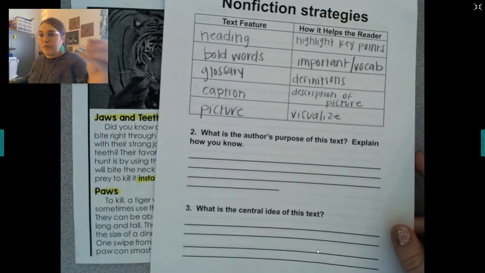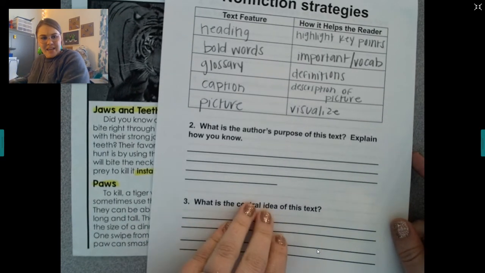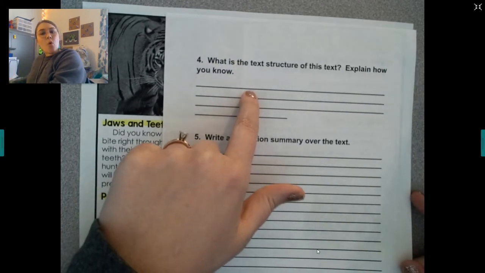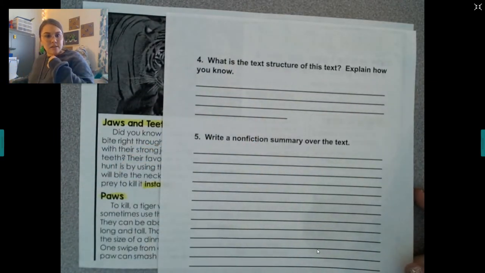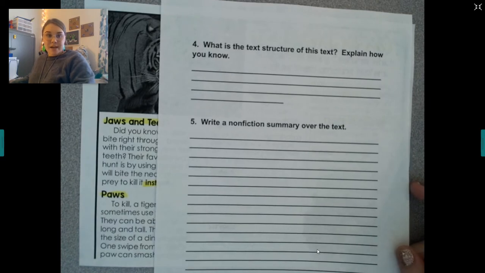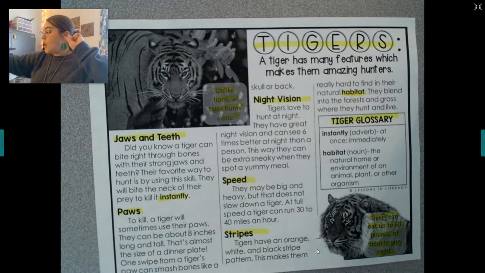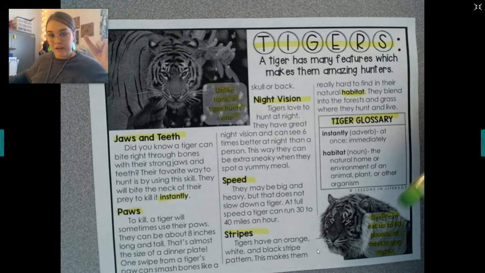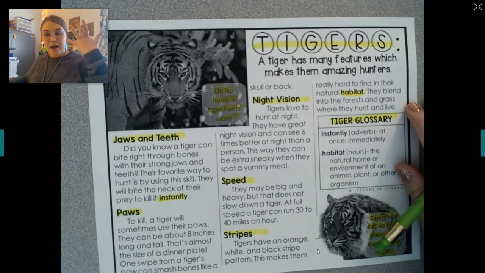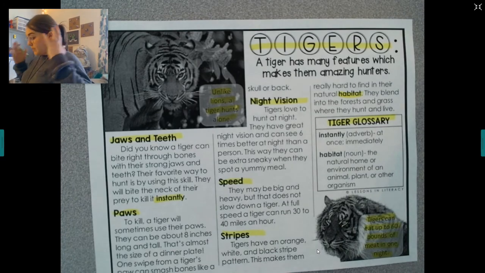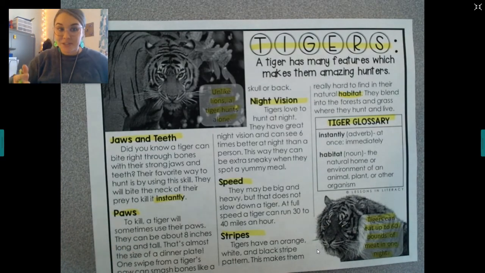So as I'm reading, I'm going to try to figure out what's the author's purpose. Why did the author write this? Why? What was his purpose? What's the main thing this author is talking about? How did they organize the text? And then I'm going to have you summarize it. Okay, so let's go ahead and let's start reading. I want you to pay attention to my thinking. As I'm reading, I'm going to think out loud. So when I'm reading, I'll be facing right here. And when I'm thinking, I'm going to look at you and talk about it.